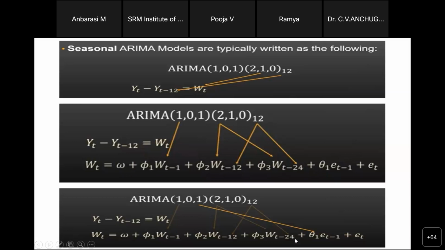This theta is another value, the moving average value we are going to consider. Moving average value means the previous error values and the current error value will be considered. This is how it should be considered as an equation. This is how the seasonal values are also considered in the seasonal ARIMA model.